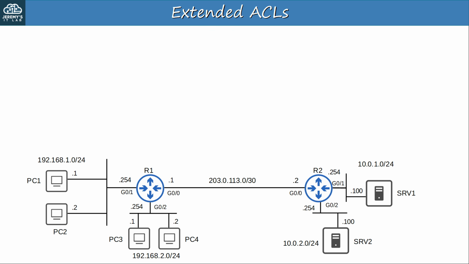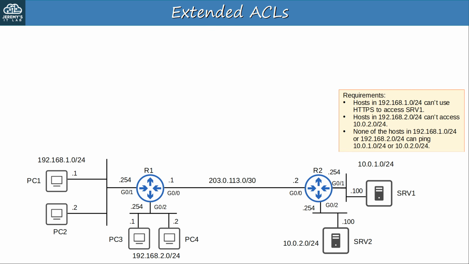Okay, let's return to our network from day 34 to configure and apply a few extended ACLs. Here are the requirements. Hosts in 192.168.1.0/24 can't use HTTPS to access server 1. Hosts in 192.168.2.0/24 can't access 10.0.2.0/24. And none of the hosts in 192.168.1.0/24 or 2.0/24 can ping 10.0.1.0/24 or 2.0/24.